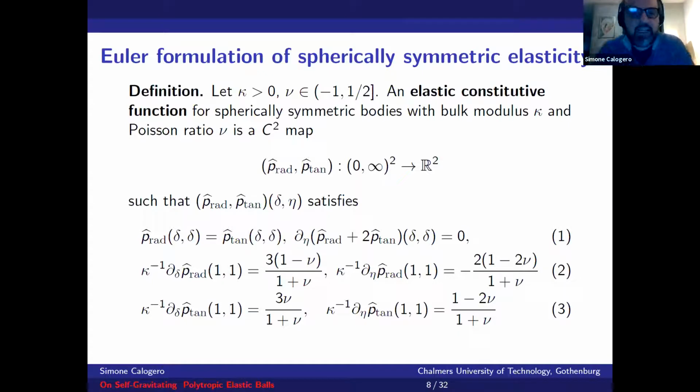Then I say that an elastic constitutive function for a spherically symmetric body with bulk modulus k and Poisson ratio mu is a smooth map (p_rad, p_tang) from (0, infinity) squared to R^2, such that this map satisfies the following equations, 1, 2, and 3. So let's see what these equations mean. The first equation means that if I evaluate this constitutive function at (delta, delta), they have to be equal, and this other identity also has to be satisfied. So what does it mean?